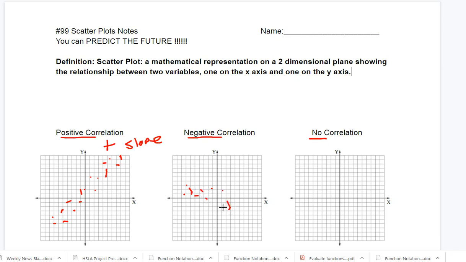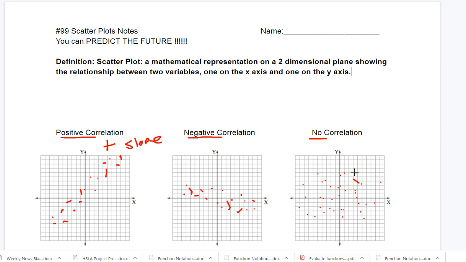Okay, when you plot your data, you end up with a negative slope. As you go left to right, it seems to go down. Okay, and then no correlation is just, well, it's kind of all over the place. Doesn't appear to be any correlation to the data at all.